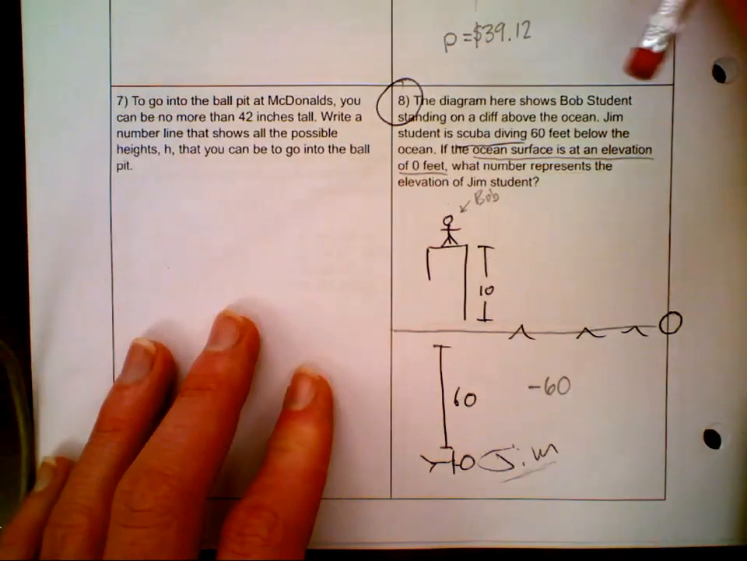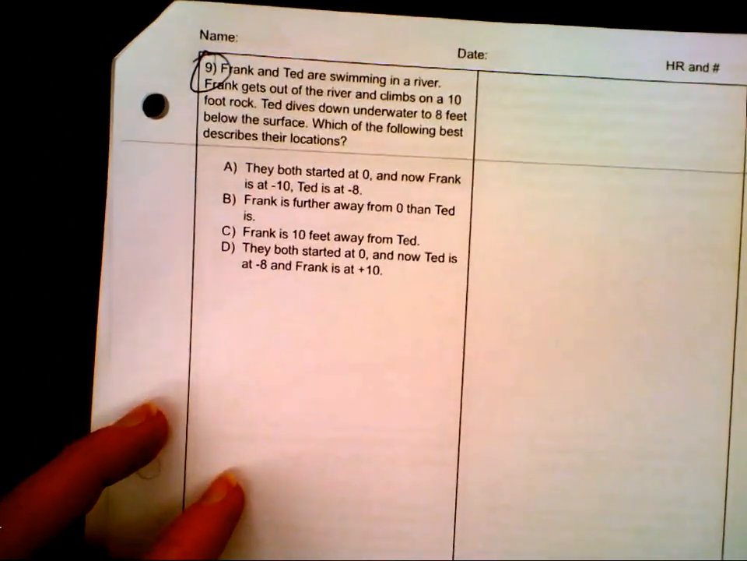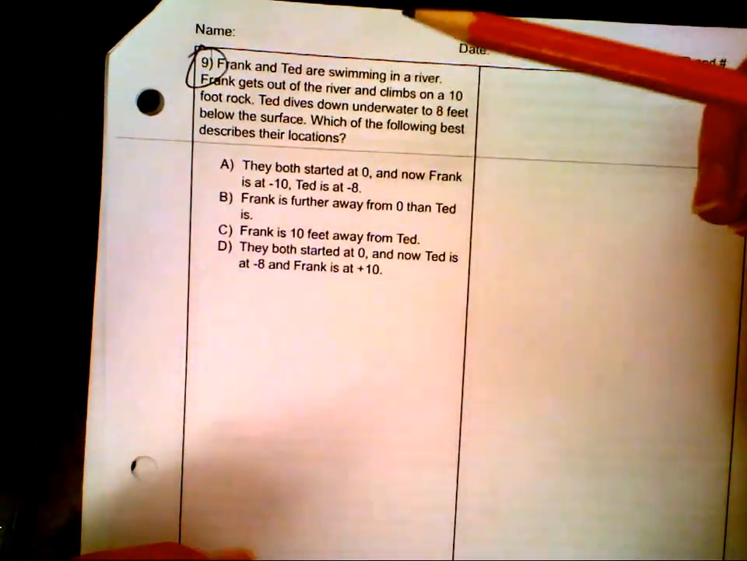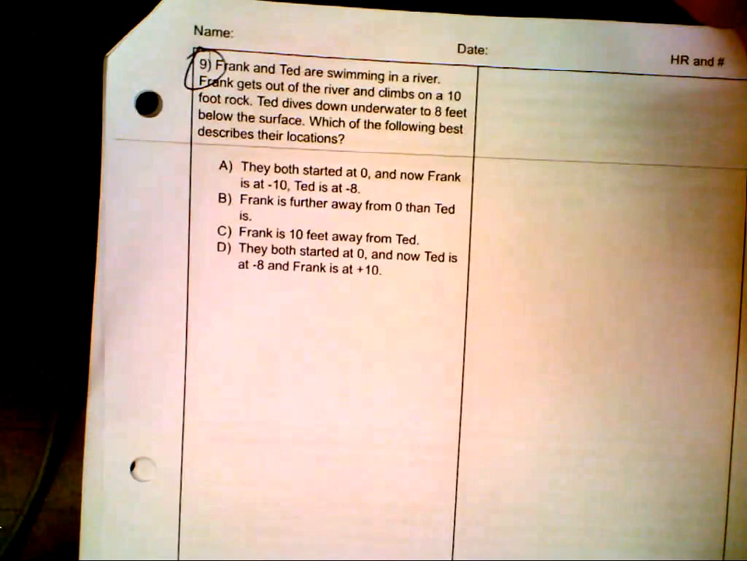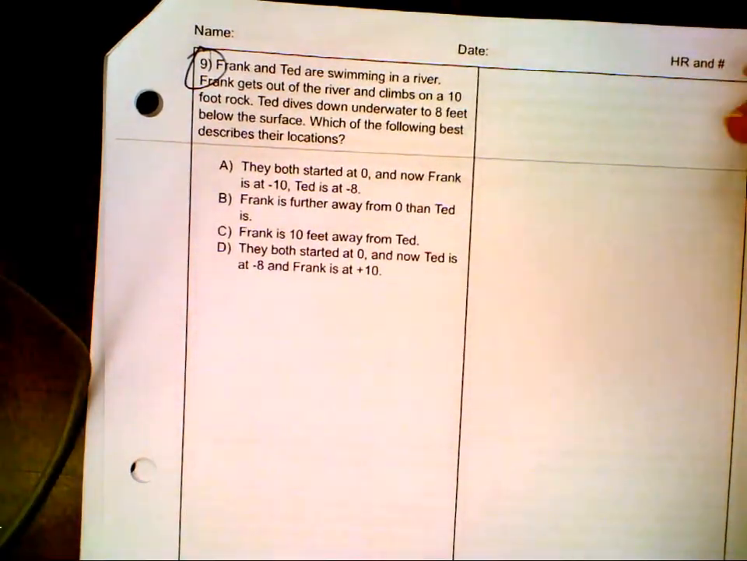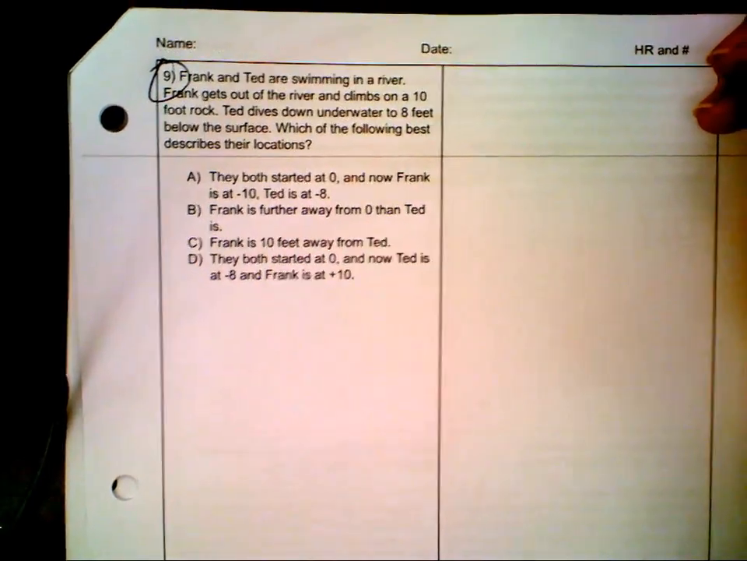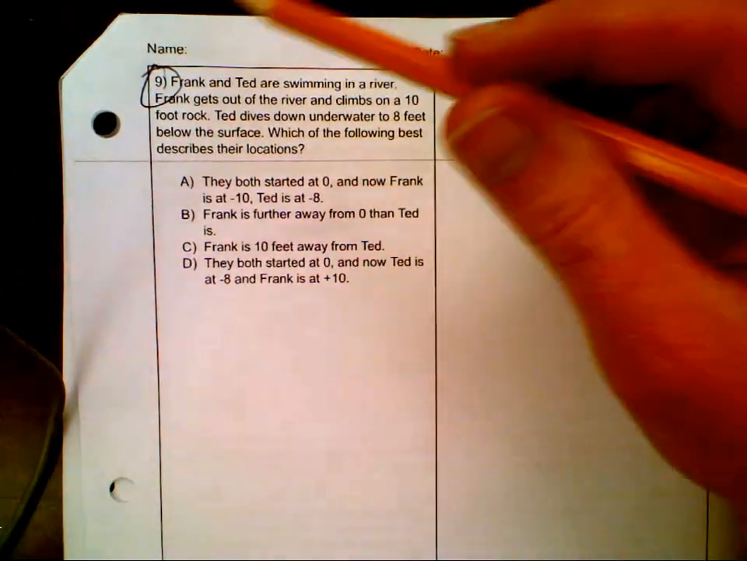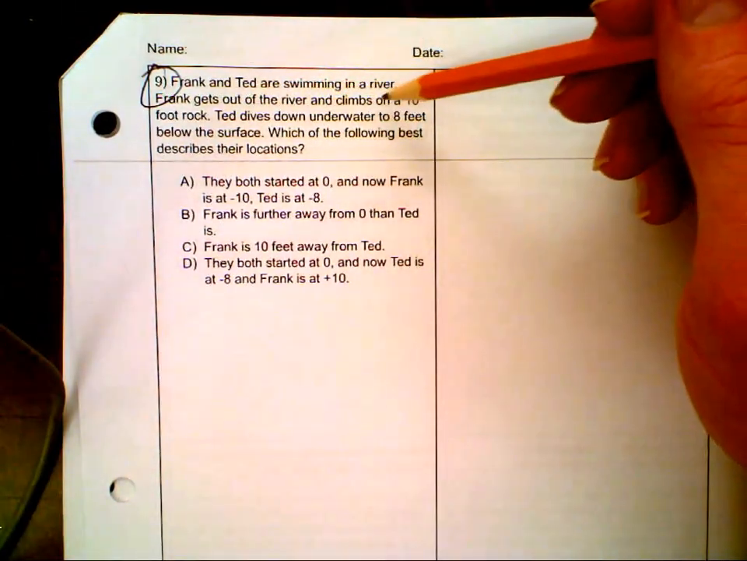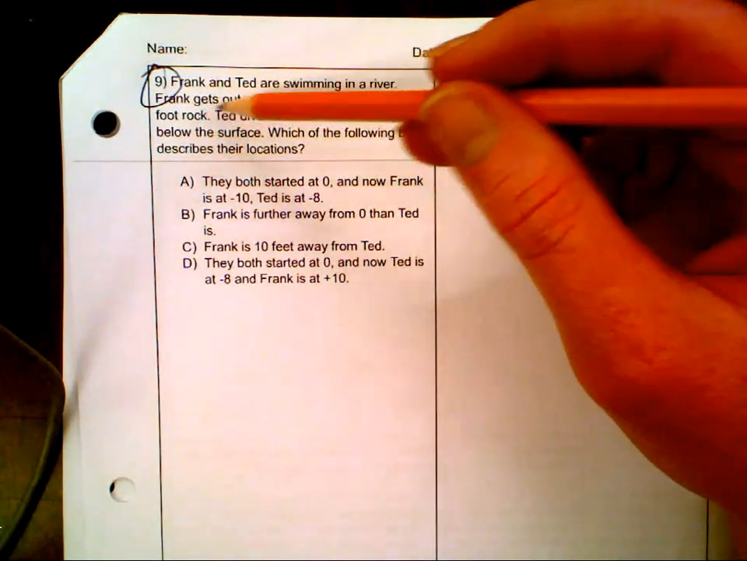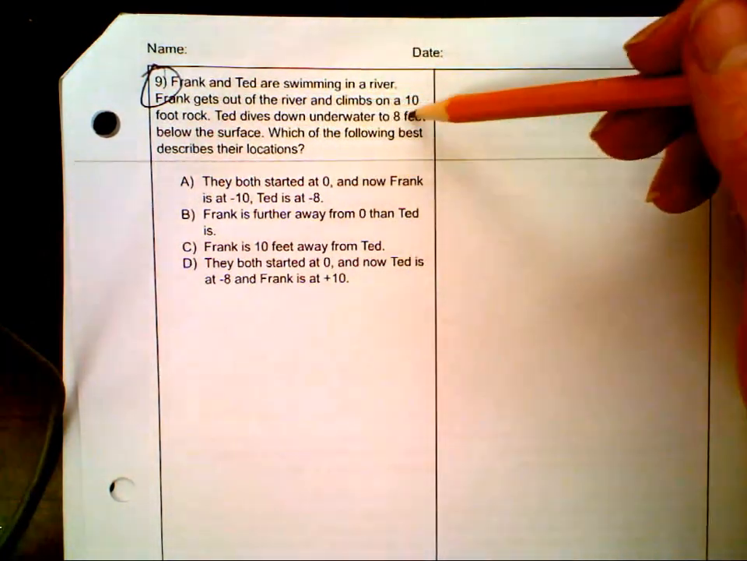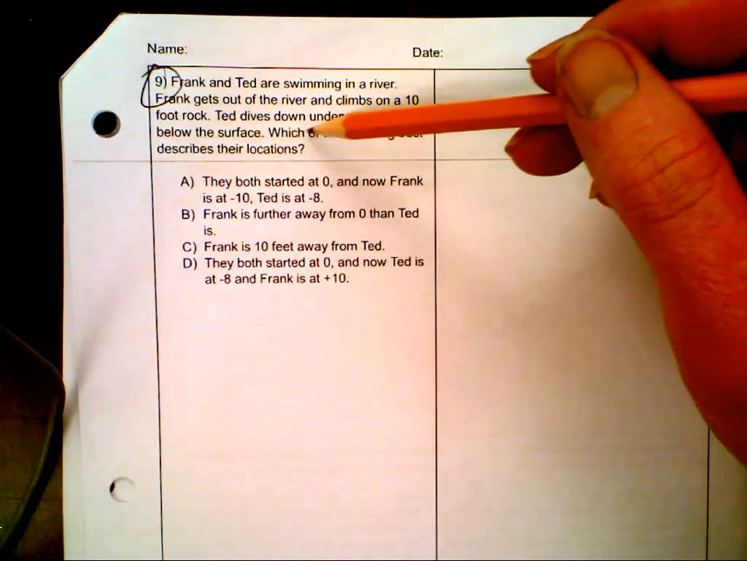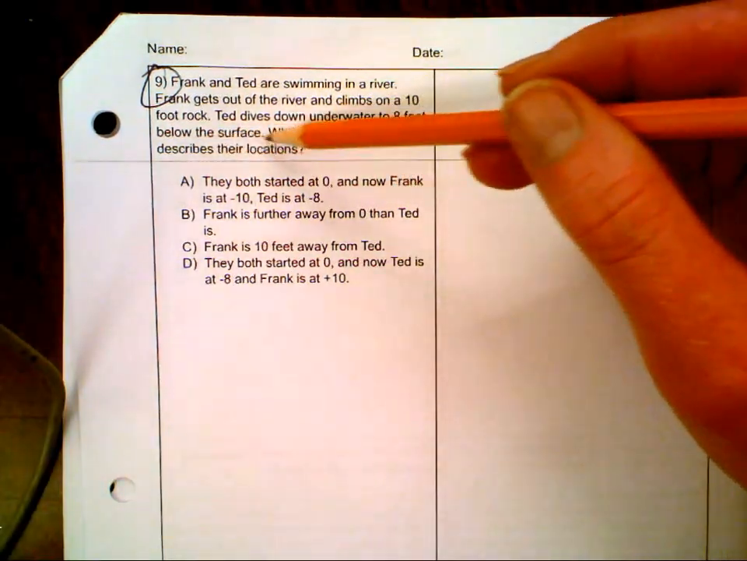We will look at another problem. This problem has to do with very similar information, though it has a few additional steps. This one does not have a visual written, and so that's something that we're going to work on and create ourselves. It says here, Frank and Ted are swimming in a river. Frank gets out of the river and climbs on a 10-foot rock. Ted dives down underwater to 8 feet below the surface. Which of the following best describes their locations?